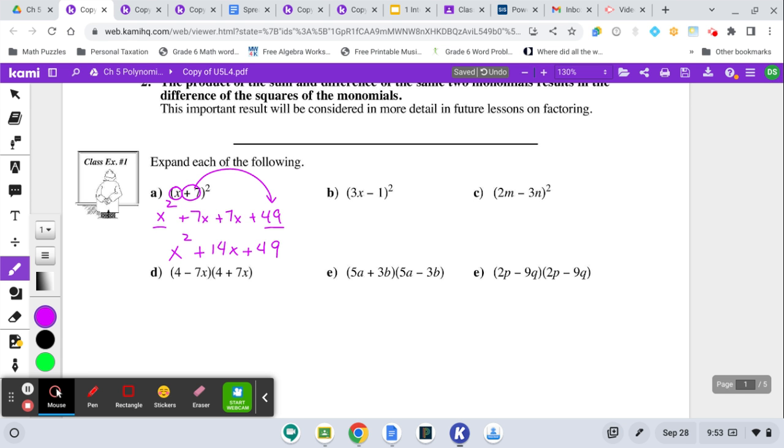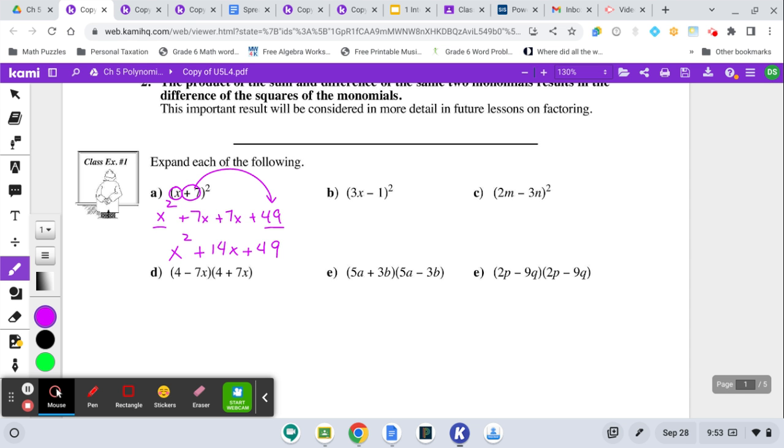Here's my little happy dance. Ready? Here's Mrs. Sewell's dance. Square the first, square the last. Times the two terms together, double it, and drop it in the middle. Square the first, square the last, times them together, double it, drop it in the middle. Every time. Okay, so ready?